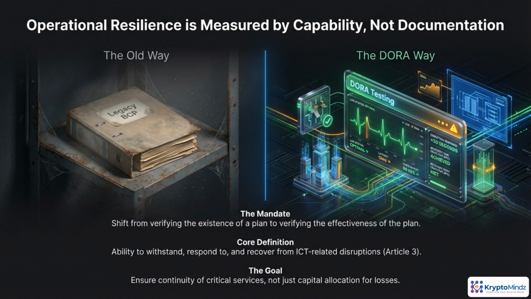DORA shifts the focus from "do we have a plan?" to "can we actually stay up and running when things break?" Previously, supervisors often checked whether binders, policies, and business continuity plans existed. Under DORA, the emphasis is on proven capability, how well you can withstand, respond to, and recover from ICT disruptions. Resilience is measured through testing, metrics, and real performance during incidents. The objective is uninterrupted delivery of critical services to customers, not just producing documentation or compensating financial losses after the fact.